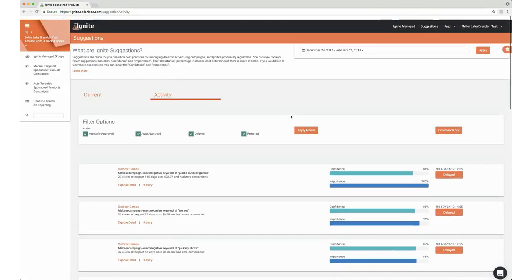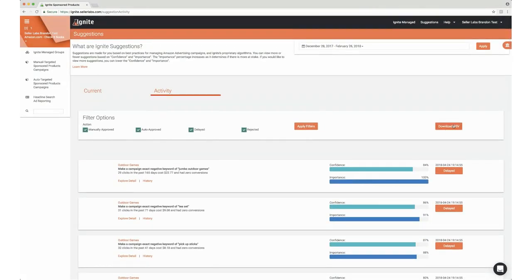I can also download this as a CSV. This is for the type of people that want to save this somewhere so they can look back at it in the future instead of having to come back to Ignite. You can simply download this as a CSV and save it somewhere, and you can open it back up in Excel if you would like to, and that way you can keep a running log of all these if you want to over time.